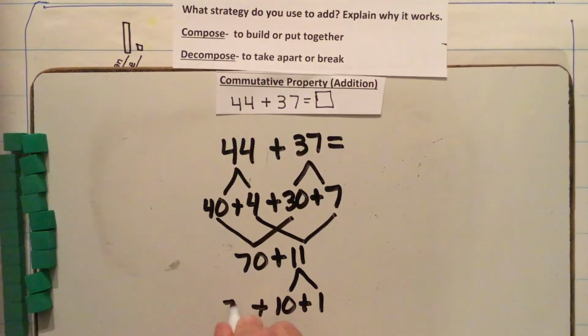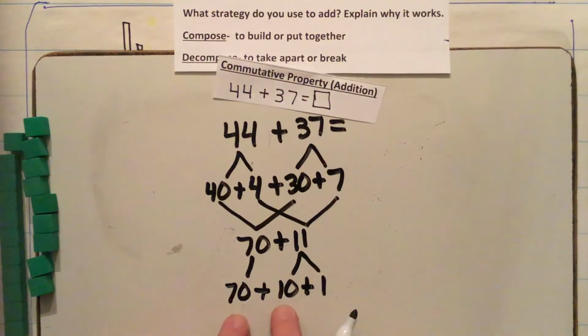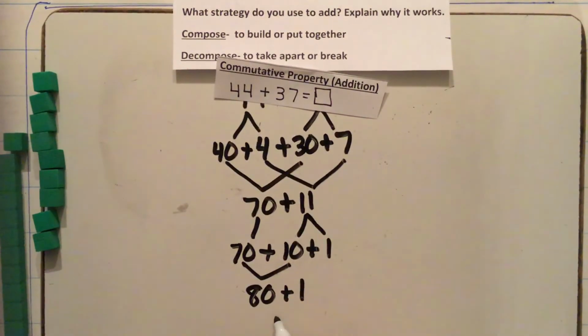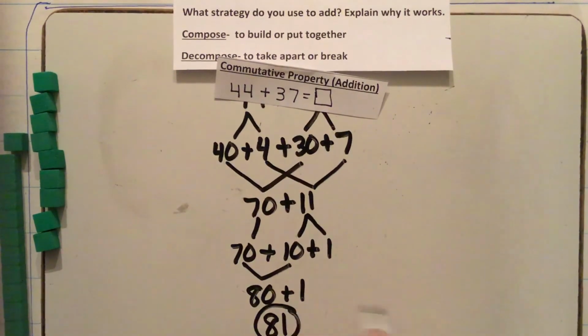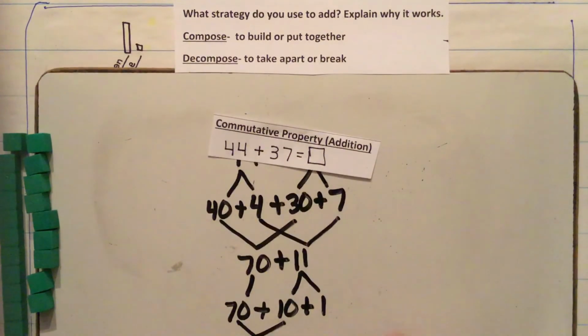And don't forget, you have to bring that 70 down. If you do not, you will have an error. So now I'm going to add my tens. 70 and 10, 80. Then I have that 1. 80 plus 1, 81. The sum is 81.